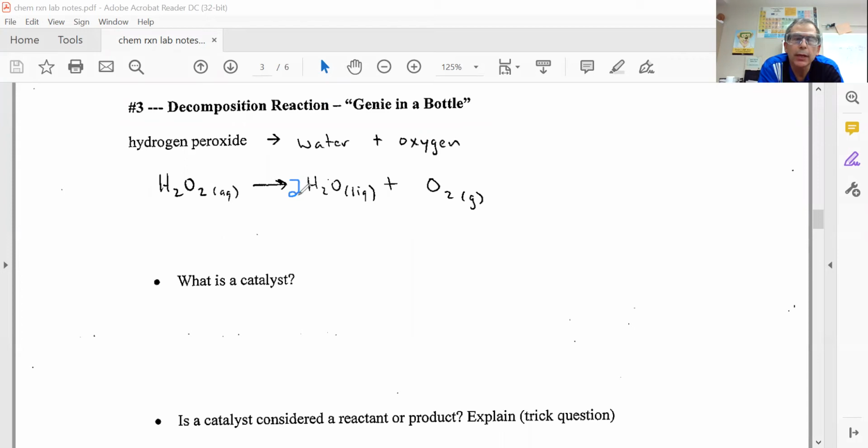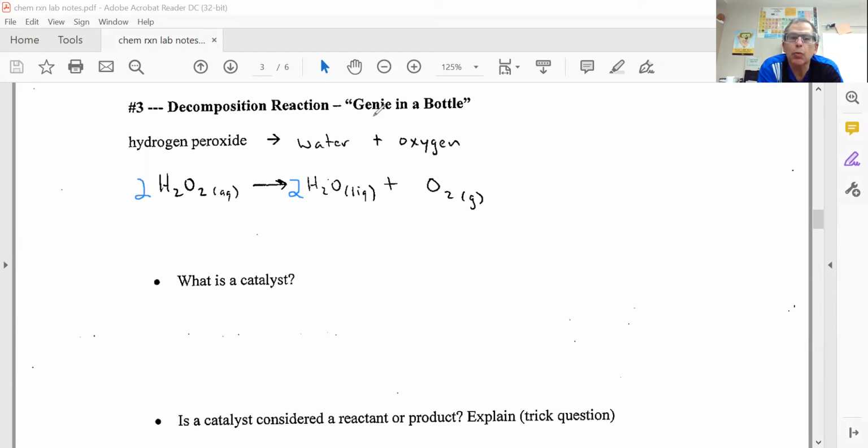That's going to give me four oxygens here. If I double this, that will give me four oxygens here. And notice 2 times 2 would be 4 hydrogens, and 2 times 2 would be 4 hydrogens. So notice that 2 hydrogen peroxides break down into 2 H2O and then O2 gas. We're going to learn about catalysts and exothermic and endothermic and a couple other things as we do these reactions.